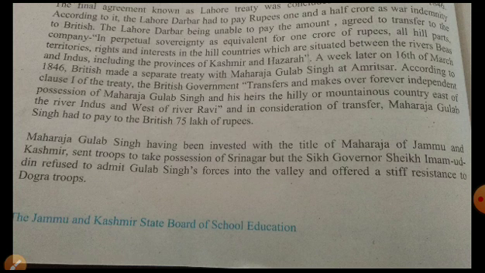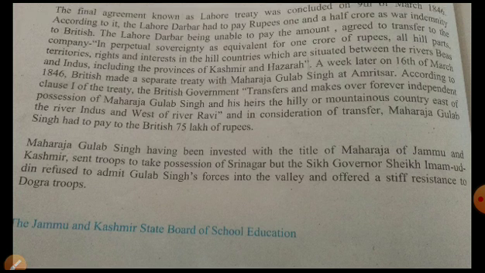So first of all, let me introduce you that this Treaty of Amritsar was signed at Amritsar, and on that note it's called the Treaty of Amritsar. The date on which this treaty was signed was 16th of March 1846, immediately after the Treaty of Lahore was signed. Number three, this Treaty of Amritsar was signed between the Britishers on one hand and Maharaja Gulab Singh on the other hand.